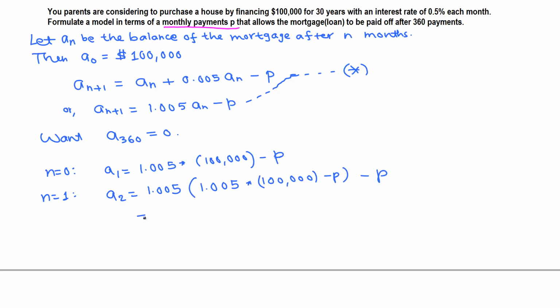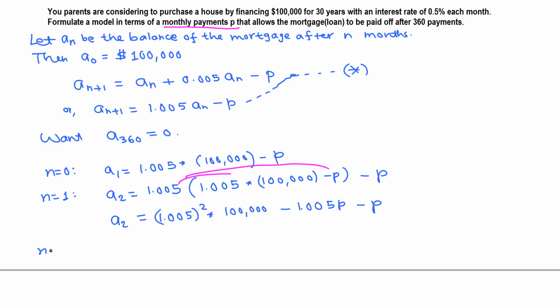If we simplify, that means basically distribute this here, and we get A_2 equals 1.005 squared times 100,000, that's A_0, minus 1.005 P, and minus P outside.